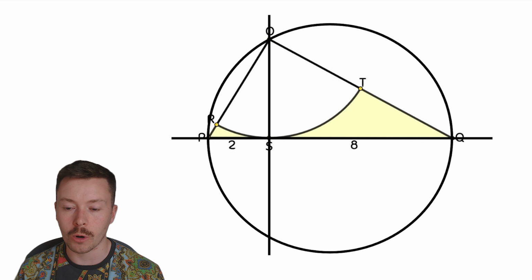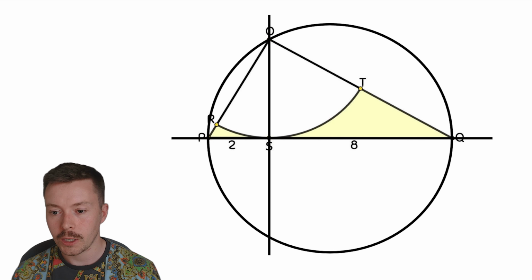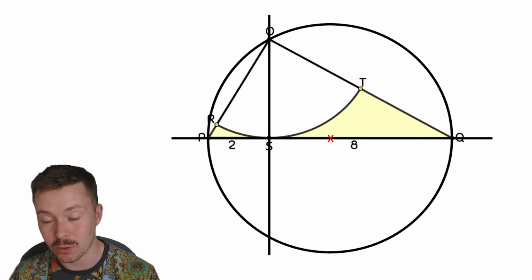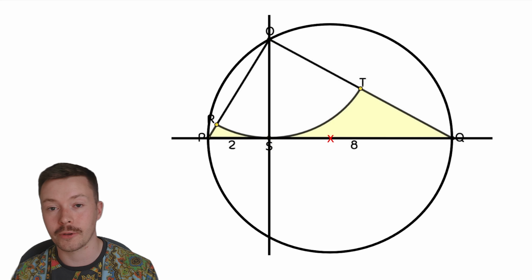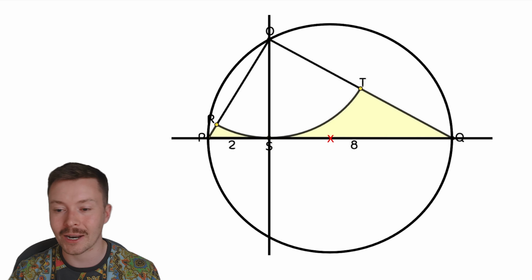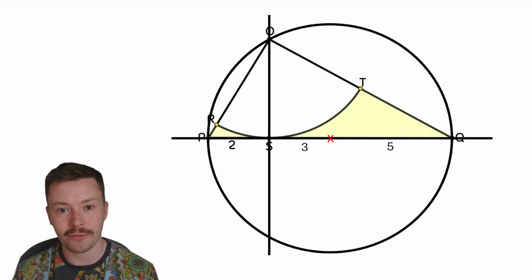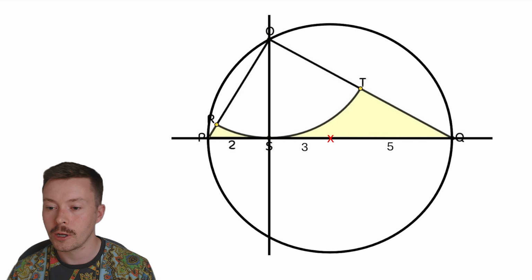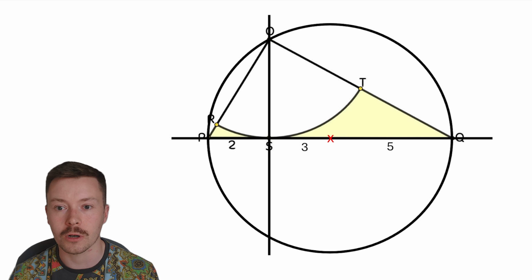Now from here, we've got two options. What I need to do first of all is find the center of the circle, which is going to be the midpoint of the diameter. So that diameter has a total length of 10. By halving the 10, I get 5. So we get 5 either side. So P to the center of the circle is 5. Likewise, Q to the center of the circle is 5. That gives us a radius of 5.